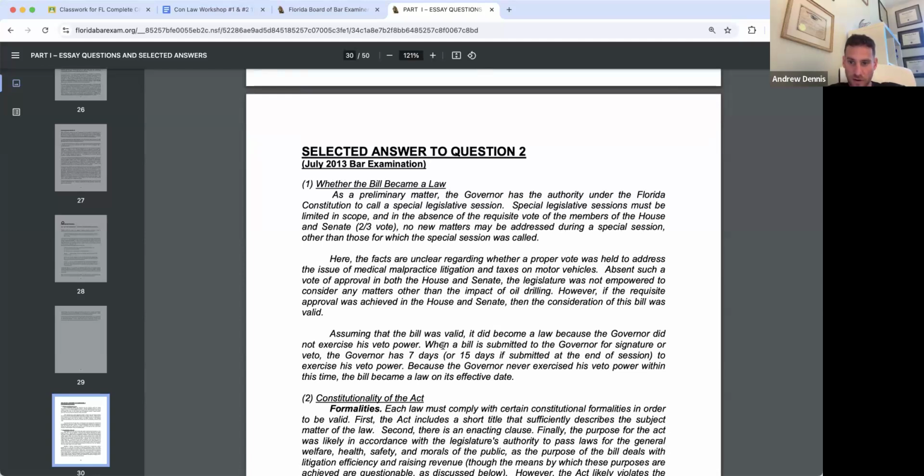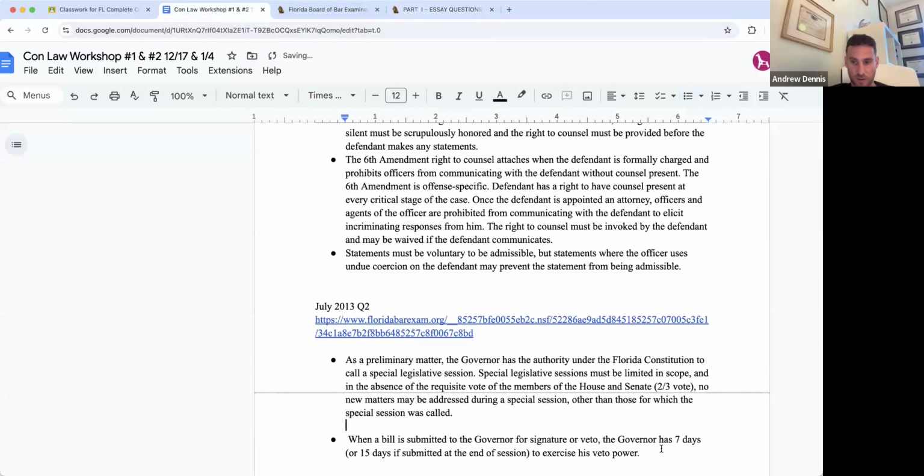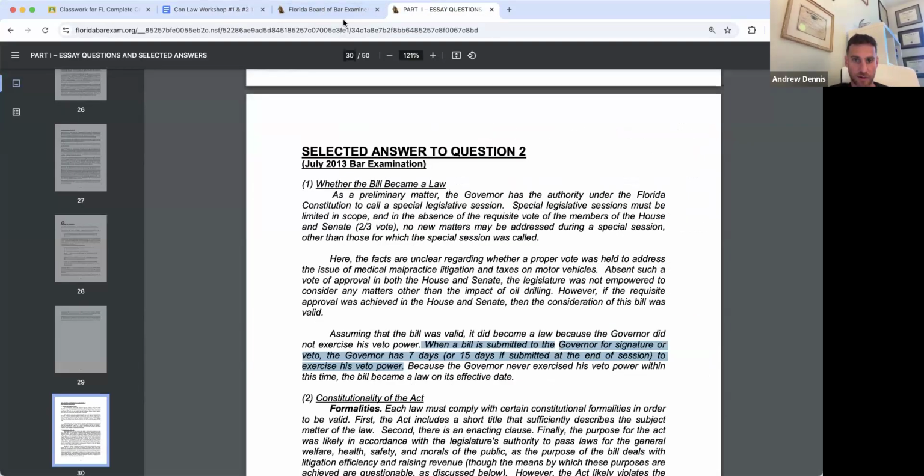All right. So here there's some weird facts. When a bill is submitted to the governor for signature or veto, the governor has 7 days, or 15 days if submitted at the end of the session, to exercise his veto power. So that's what we talked about. And I'm glad you did ask that question, and that our resident con law expert, Vicky, was able to explain the importance that Florida does not have a pocket veto. So they have to actually veto it or else it's going to become a law. Where at federal law, they can exercise what's known as the pocket veto.